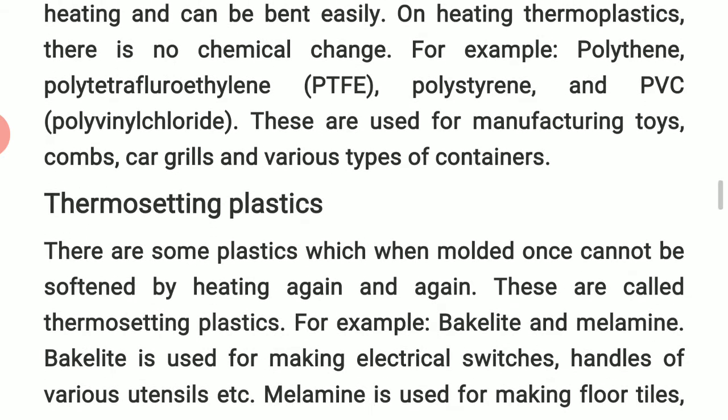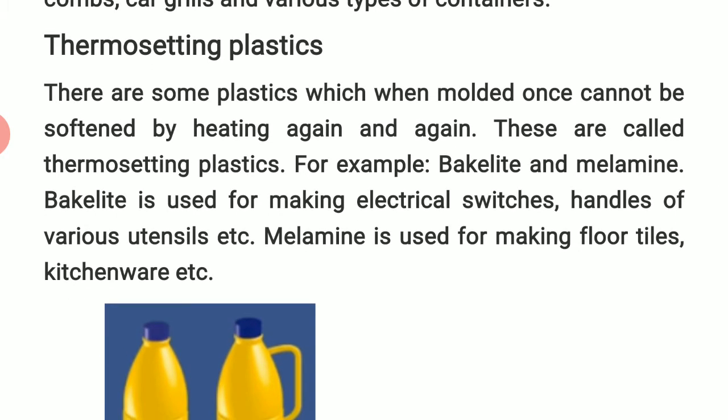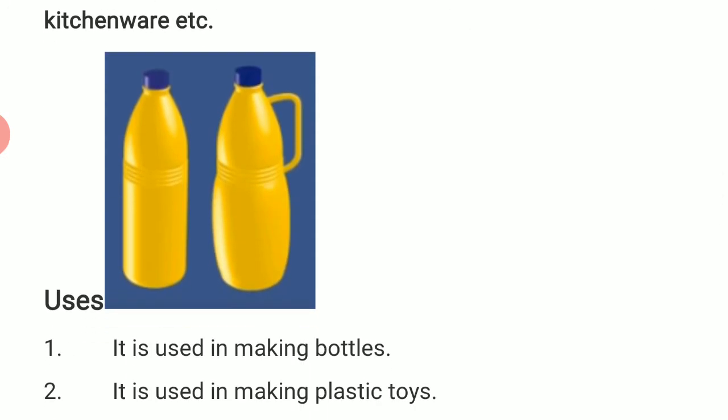Then what is meant by thermosetting plastics? There are some plastics which, when molded once, cannot be softened by heating again and again. These are called thermosetting plastics. For example, bakelite and melamine. Bakelite is used for making electrical switches, handles of various utensils, etc. Melamine is used for making floor tiles, kitchenware, etc.